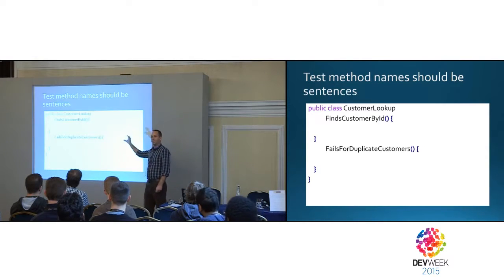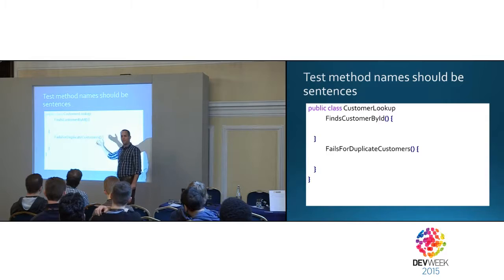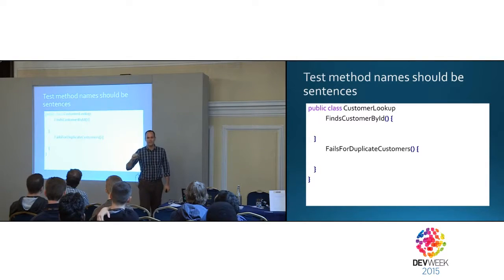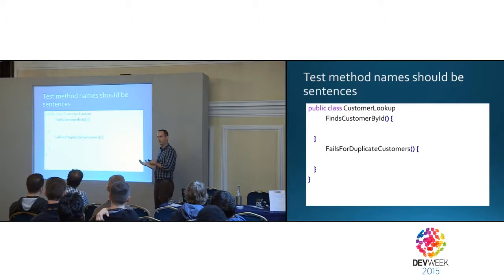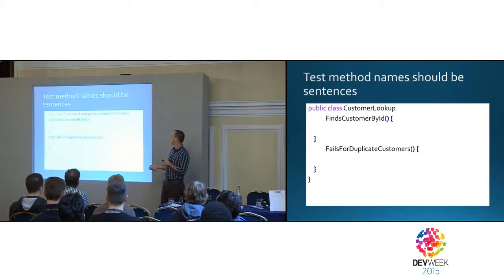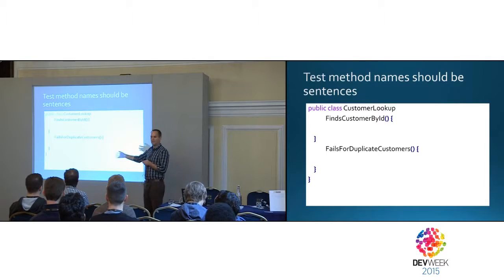Customer lookup, that's what I'm testing. Find the customer by ID. And fails for duplicate customers. How easy is that, right? Just by removing the word test, which masks the intent. With those names, I cannot go wrong.